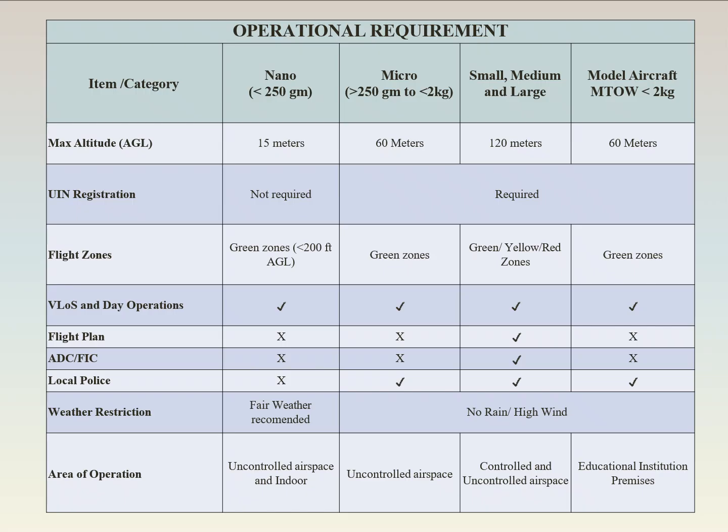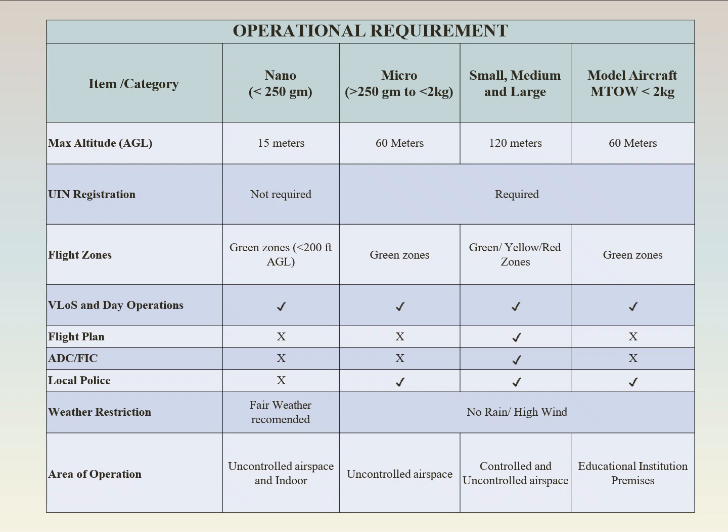Flying a drone isn't just about pressing a button. There are rules to keep things safe. For example, tiny nano drones can only fly 15 meters high, about the height of a 2-story building. Bigger drones can go up to 120 meters, but need special permissions for certain areas, like near airports. All drones must fly where you can see them, and only during the day. Some need a flight plan, like telling air traffic control where you're going. It's all about keeping the skies safe, like traffic rules for cars.